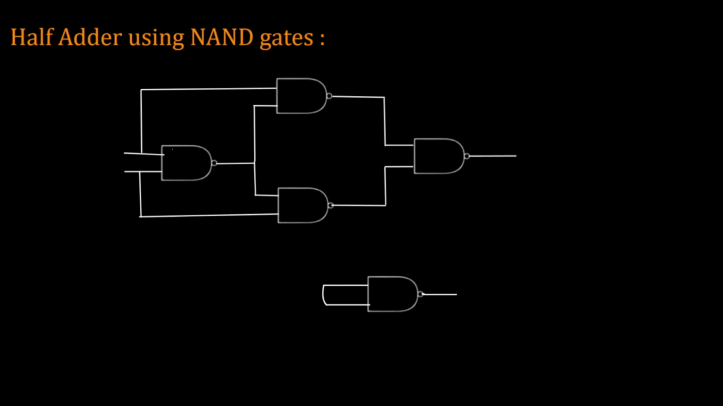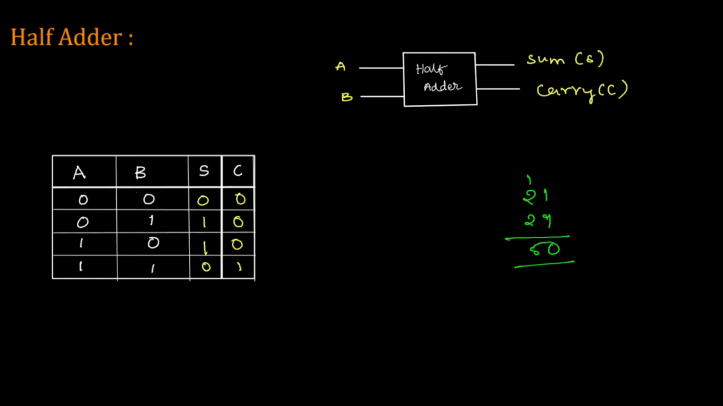Now we will understand the design of the half adder using NAND gates. First we will write the output equation for this one. So what will be my output equation here?